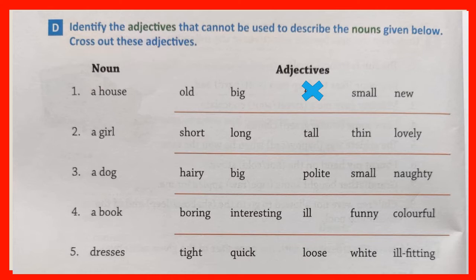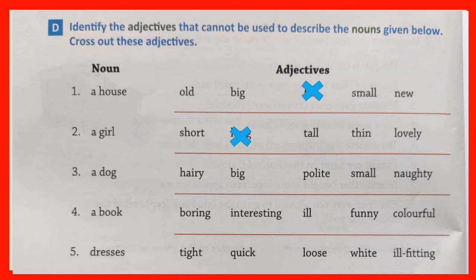Let's do number 2. A girl. Short. A girl can be short. Okay. Long. Can a girl be long? No. We don't use a word like long for a person. So put a cross here. A girl can be tall. A girl can be thin. And a girl can be lovely also. So which adjective is incorrect here? Long.